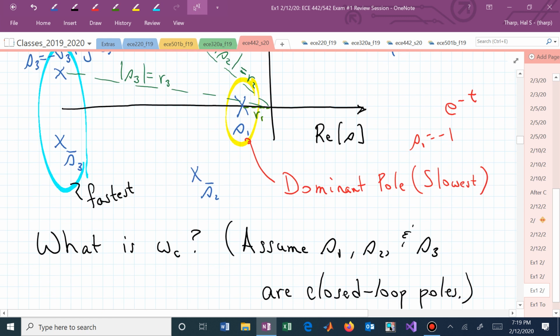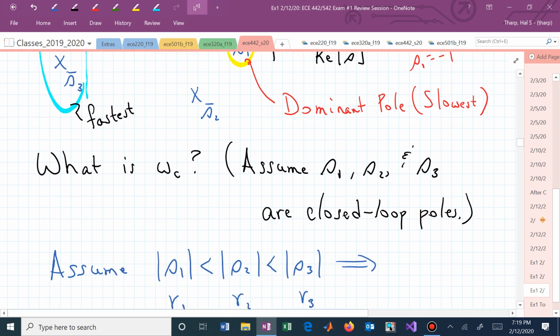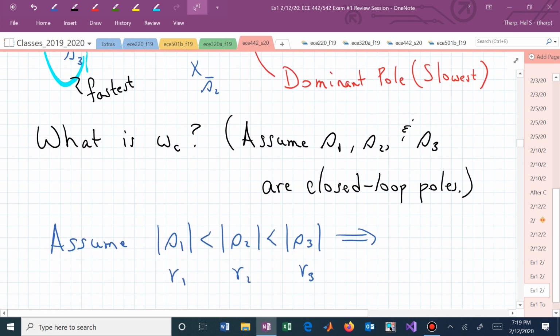If that's the case, what do we choose for omega c? I'm trying to find a sampling frequency or a sample period. I need to know what is omega c. And here we're assuming R1 is less than R2 is less than R3. What is omega c?